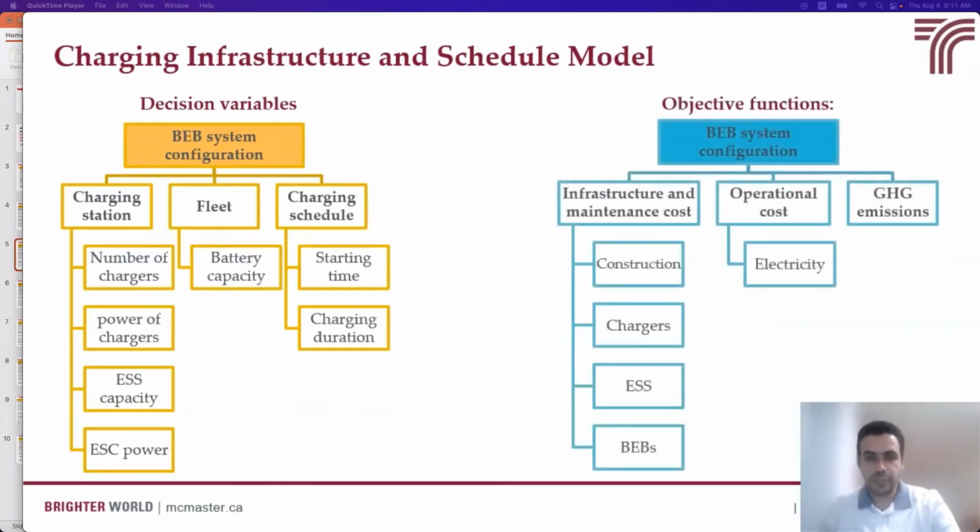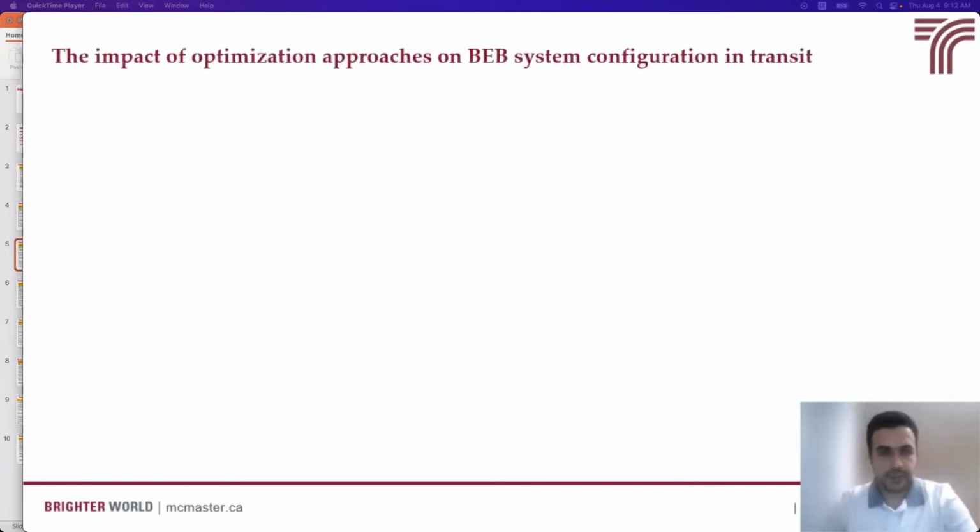For the objective functions, we solve three different models. The first one is cost-based optimization, which includes the infrastructure and maintenance cost, like construction, chargers, energy storage system, and the battery electric buses costs. The other model aims to reduce the operational cost, which is the electricity cost related to the time of use tariffs. The third model reduces the greenhouse gas emissions, which in our case is the well-to-tank greenhouse gas emissions based on the temporal distribution of the electricity sources.